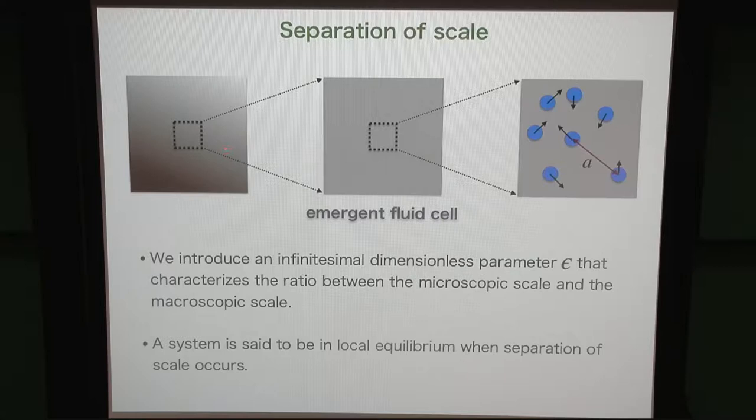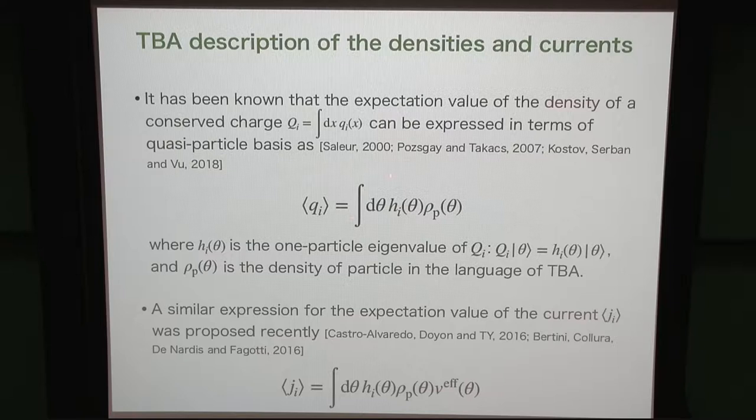Let me just give you the expression. For the expectation value of the density of a conserved charge, it has been known that it can be explicitly written in this very simple form, where h(θ) is just the one-particle eigenvalue of the conserved charge q_i, and ρ_p(θ) is the quantity called the particle density. This is the expression that has been known for a while.